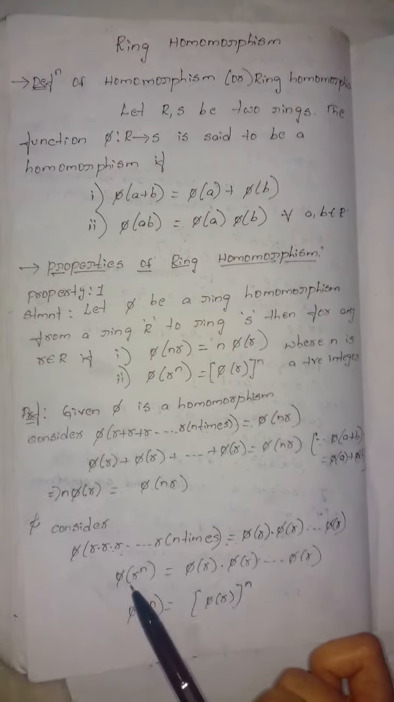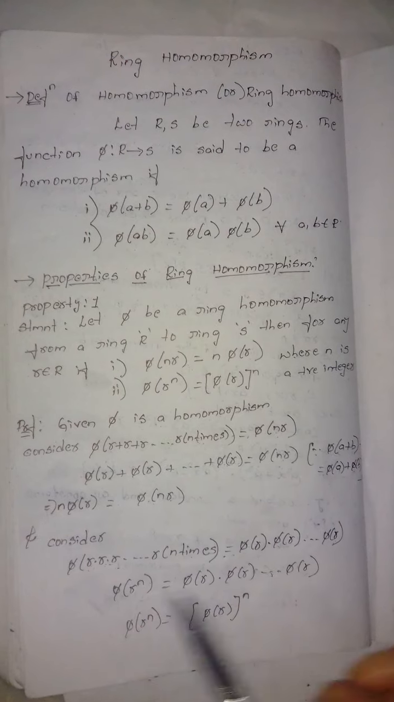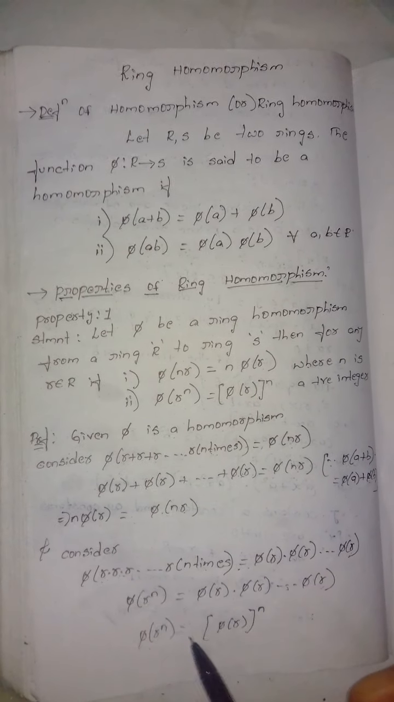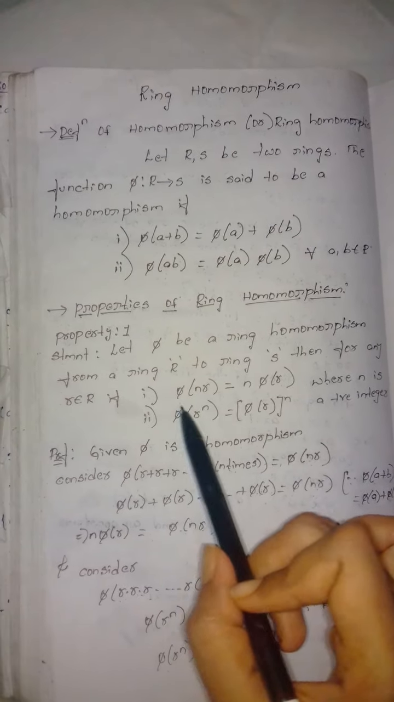Similarly, if it is n times, we write it as r power n. The right-hand side is the same. In the next step, pi of r power n equals pi of r up to n times, which can be written as pi of r whole power n. Hence, the second condition is satisfied.